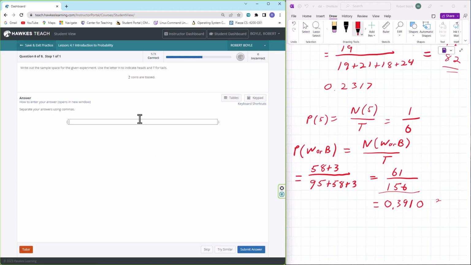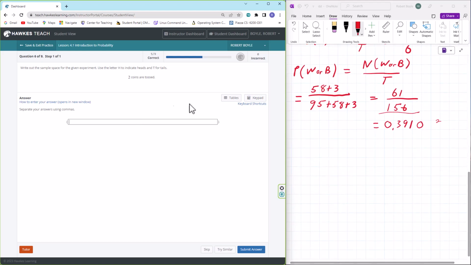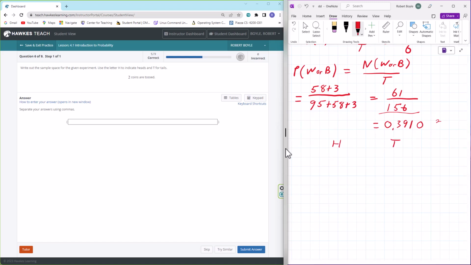Here we need to write down the sample space and use the letters H for heads and T for tails. Okay, here we have 2 coins being tossed. So this is actually the same as one coin being tossed twice. So if you toss 2 coins, what are the possibilities? Well, the first coin can either be heads or tails. The other coin can also either be heads or tails. Regardless of what the first coin does, the second coin can once again be heads or tails.